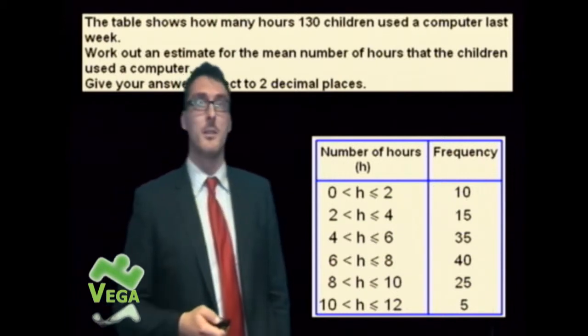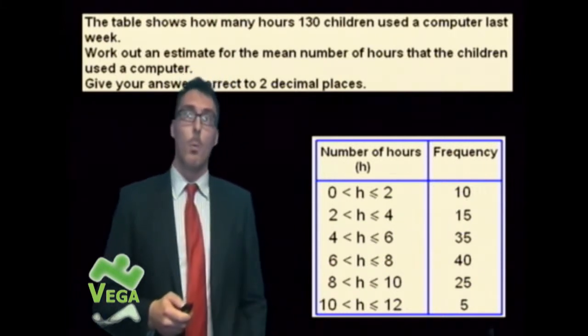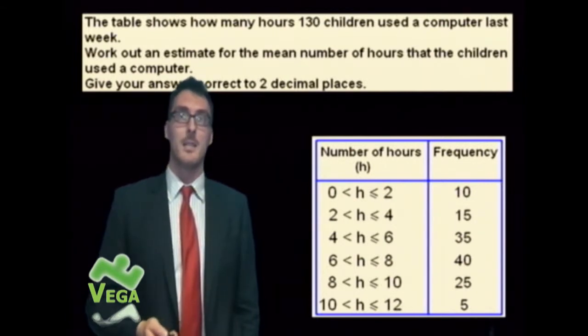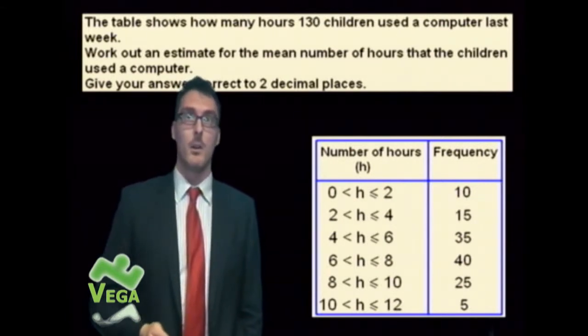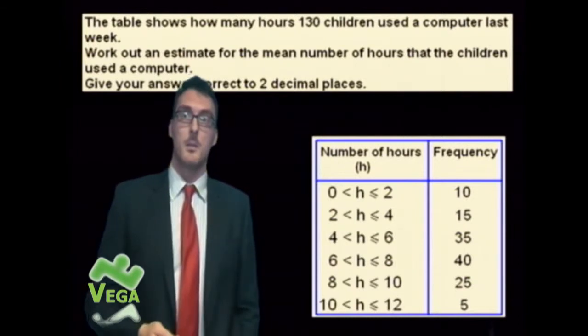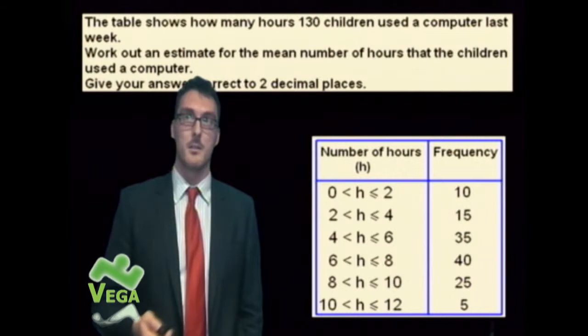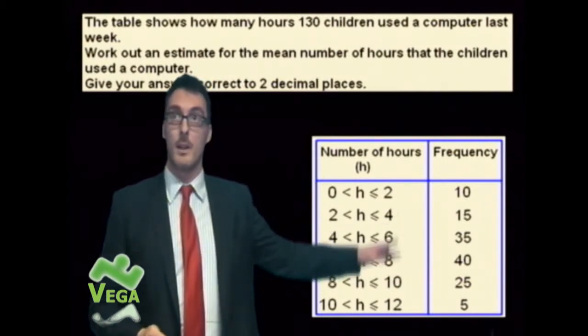Now, our question says the table shows how many hours 130 children used a computer last week. Work out an estimate for the mean number of hours. Give your answer to 2 decimal places. So it's given us the number of hours, 0 to 2, 2 to 4, 4 to 6, and so on, and it's given our frequencies.